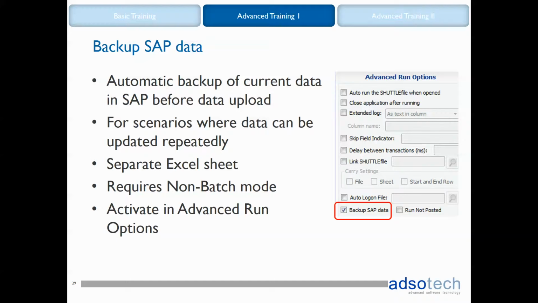Like linking or extended log, how you turn this option on is from the advanced run options. So in the run window, advanced run options on your right side, open that side panel and you will find a backup SAP data option in there.